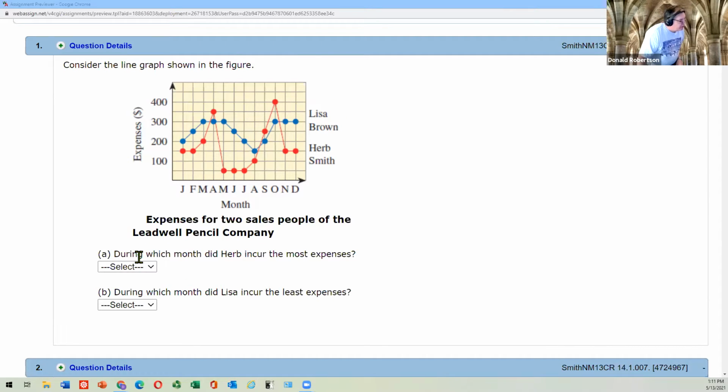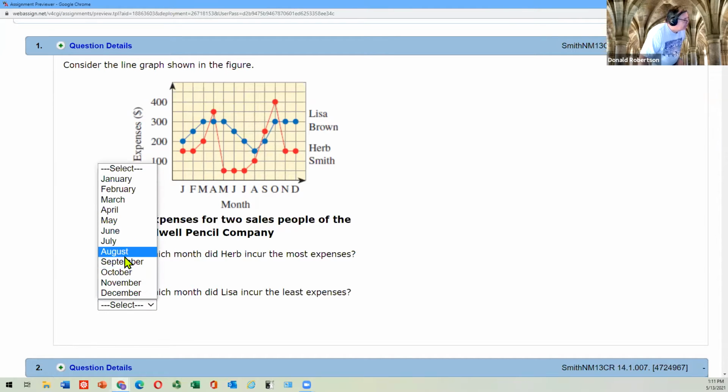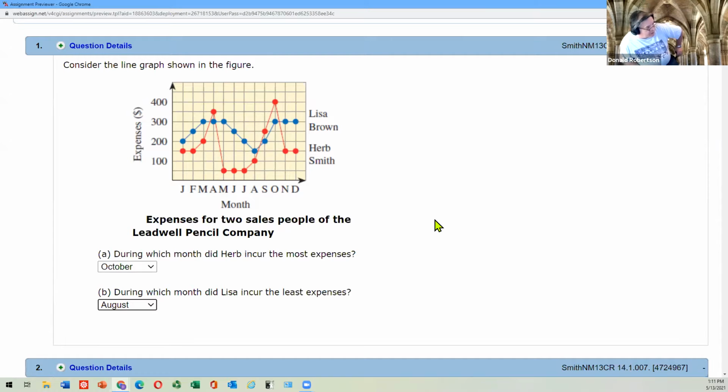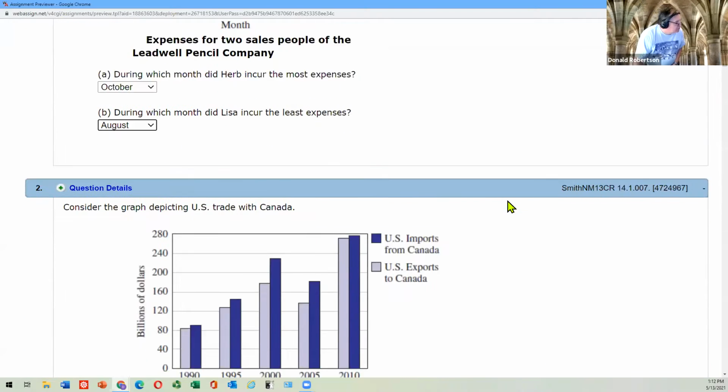But you can answer questions like, during which month did Herb incur the most expenses? Well, he's the red guy, and that is October. So I go here, and I would say October. And when did Lisa get the least? That was August. Can you see visually that a line graph allows you to look at a year's expenses for two people and compare and contrast them? Visually, it's a lot better. The other way of doing that is to give Lisa a big load of numbers and Herb another big load of numbers, and you might not notice it, I would think.